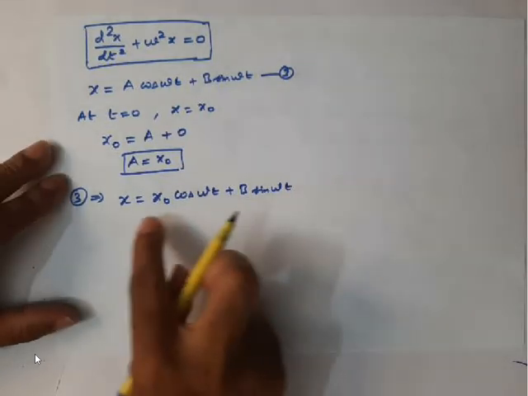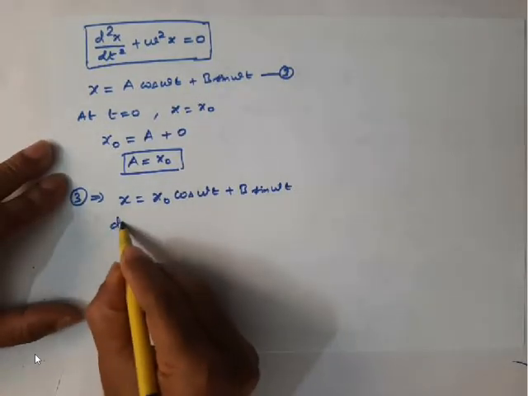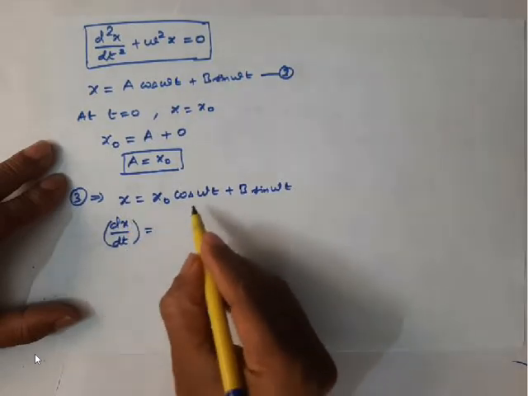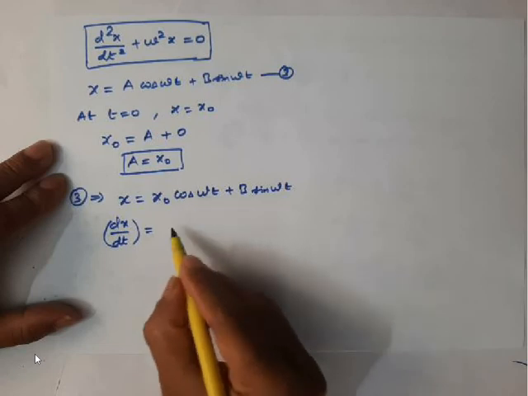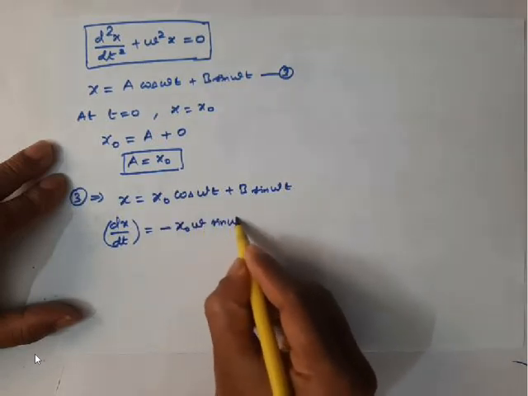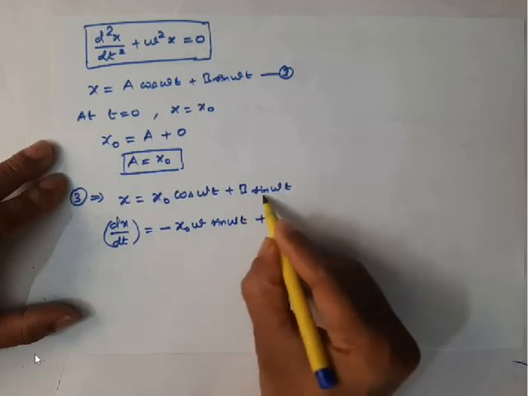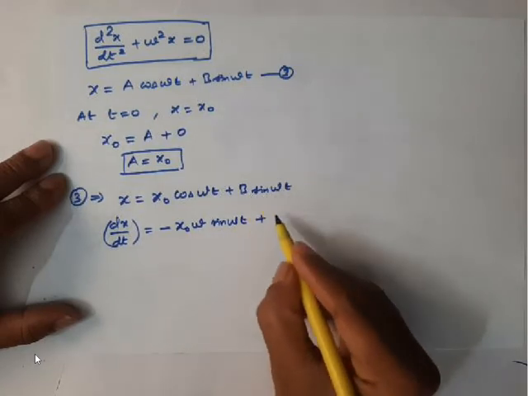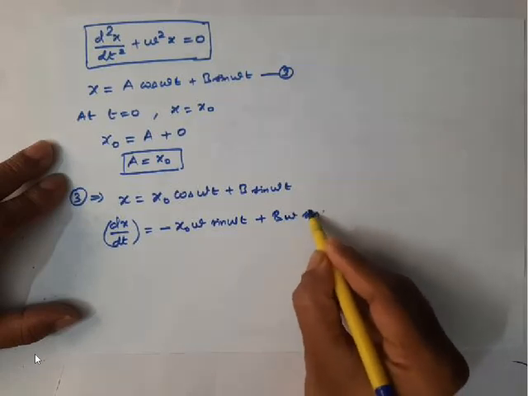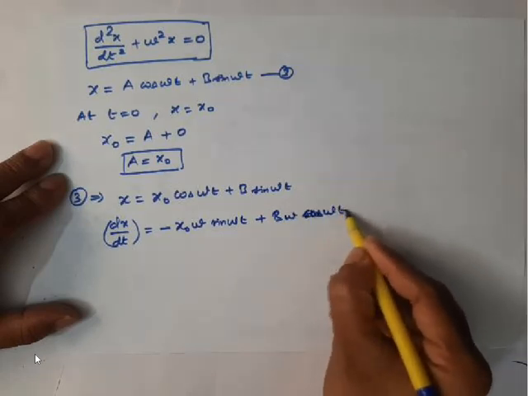For that, I am going to differentiate this. So the velocity dx by dt is equal to, if I differentiate cos, I'll get minus sin. So minus x naught into omega into sin omega t, plus if I differentiate this, I'll get cos omega t multiplied by omega. So b into omega into cos omega t.